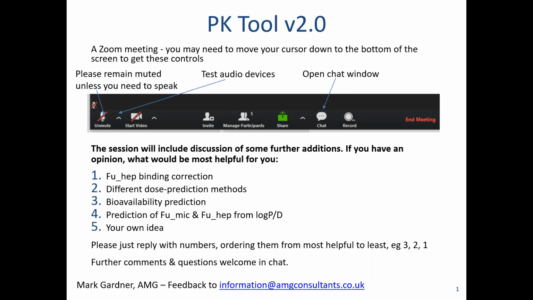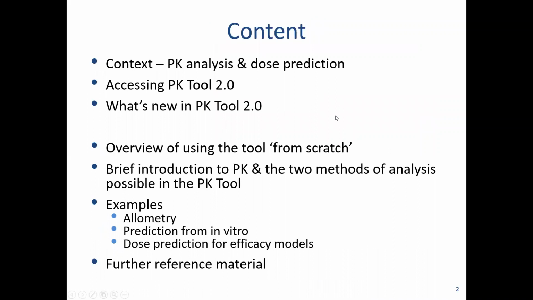On the next slide, roughly what I'm going to go through is the PK tool in the context of what you might want to do with PK analysis and dose prediction, and then just how to get a hold of version 2. I'm going to focus initially on what's new in version 2. And then for those of you who aren't familiar with version 1, I'm going to go through an overview of using the tool from scratch. We'll talk about some examples of using allometry prediction from in vitro data, and also dose prediction for efficacy models. If you've seen some of these before, there's quite a lot of reference material. I've included a little bit of it at the end of this, and there are also plenty of links through the talk and early on about where you can go for other reference material.